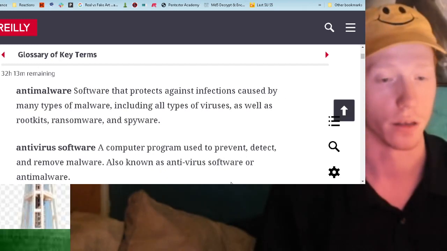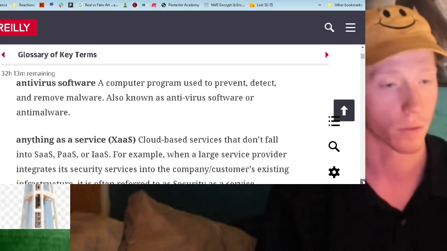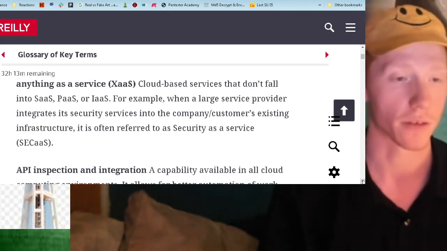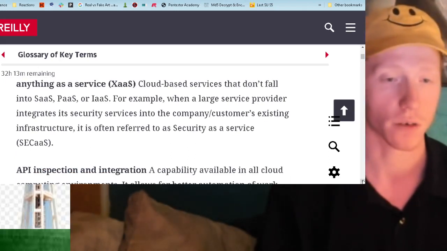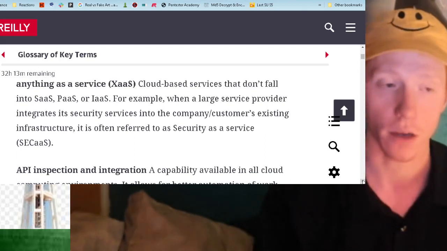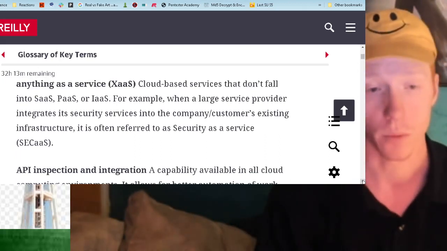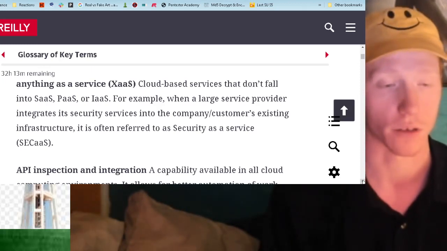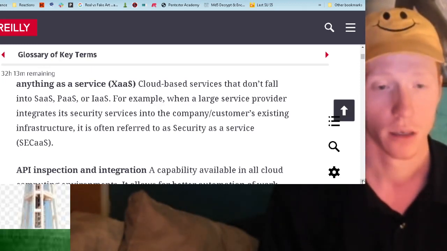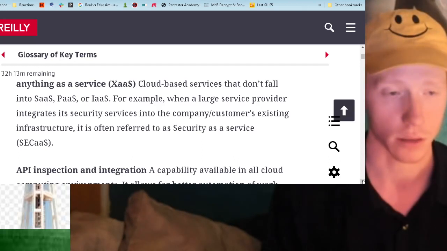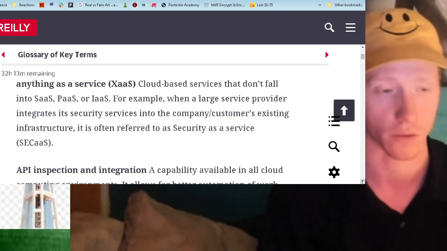Anti-malware is straightforward. Antivirus software is straightforward. Anything as a service: cloud-based services that don't fall under software, platform, or infrastructure as a service. For example, when a large service provider integrates its security services into the customer's existing infrastructure, it is often referred to as security as a service.